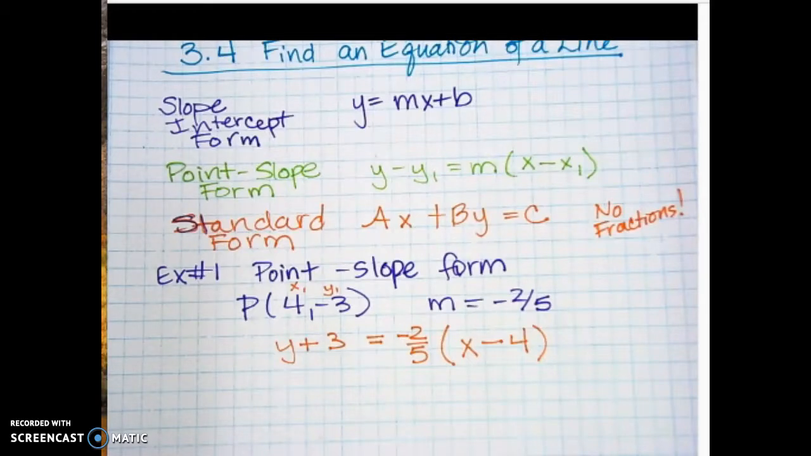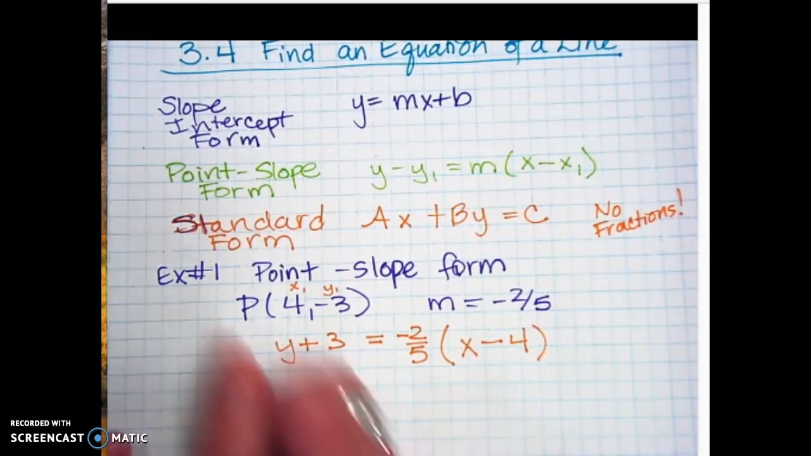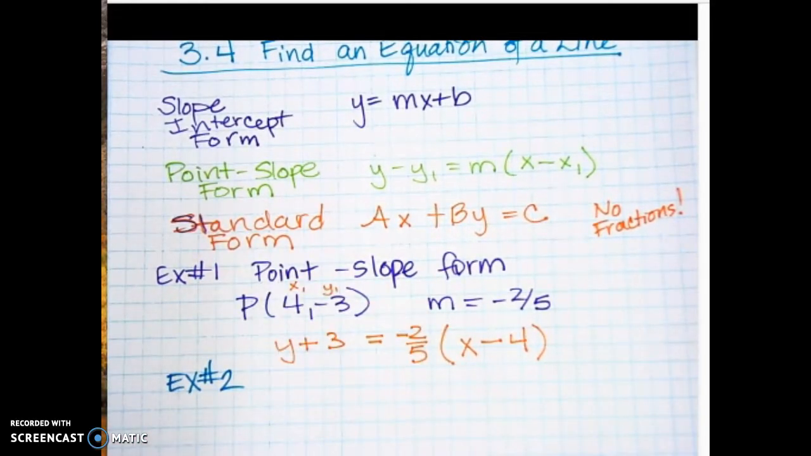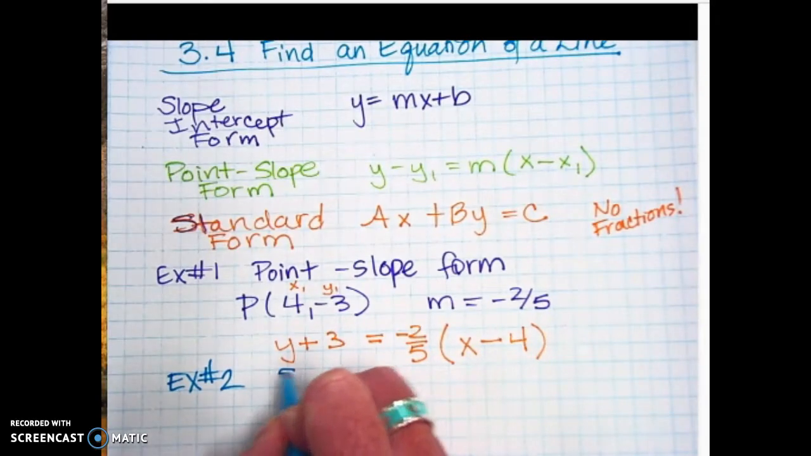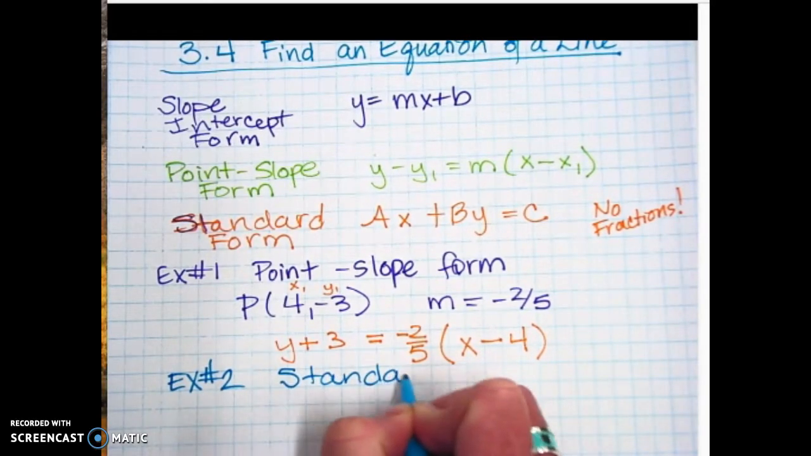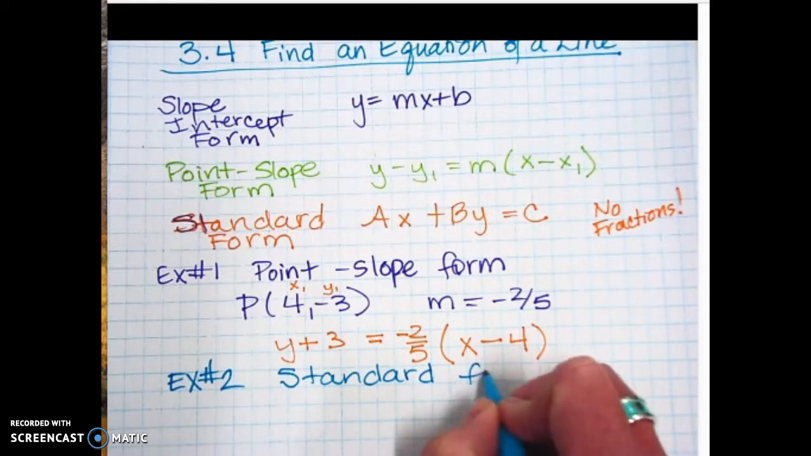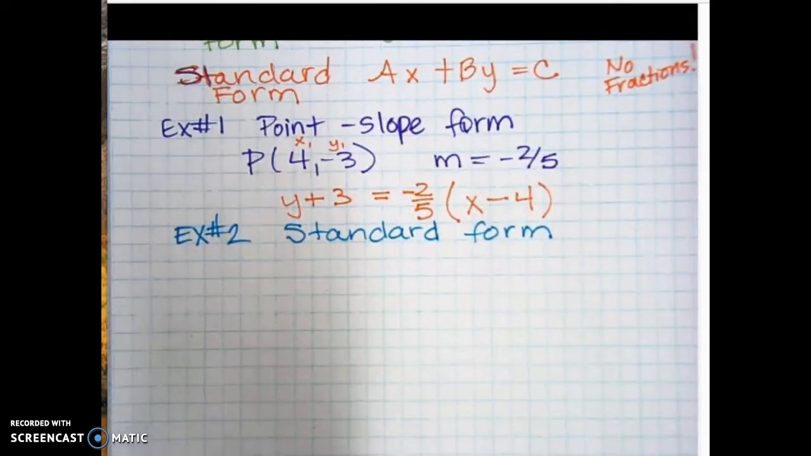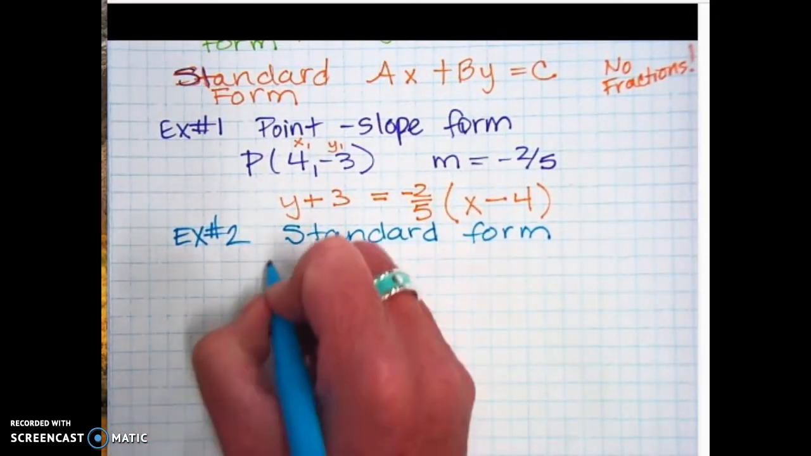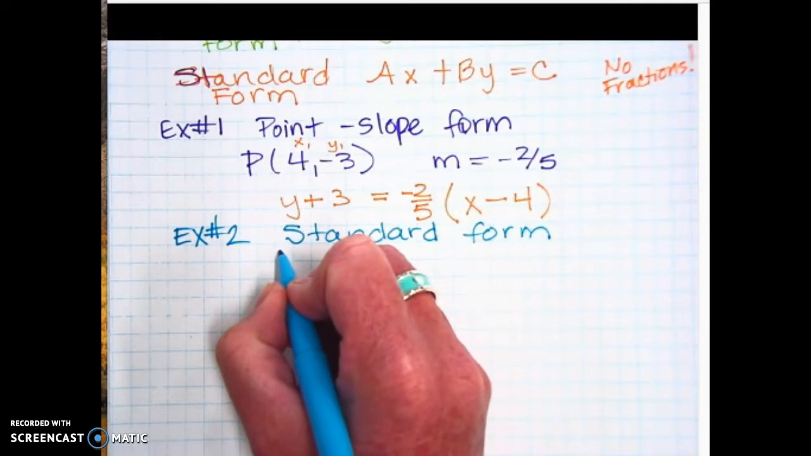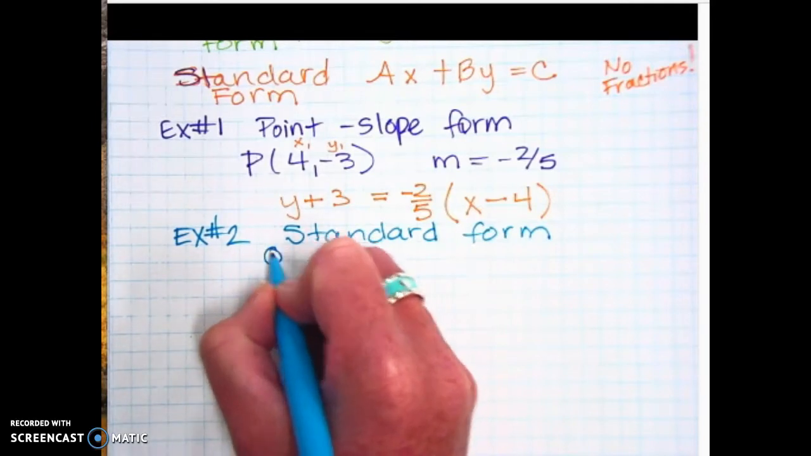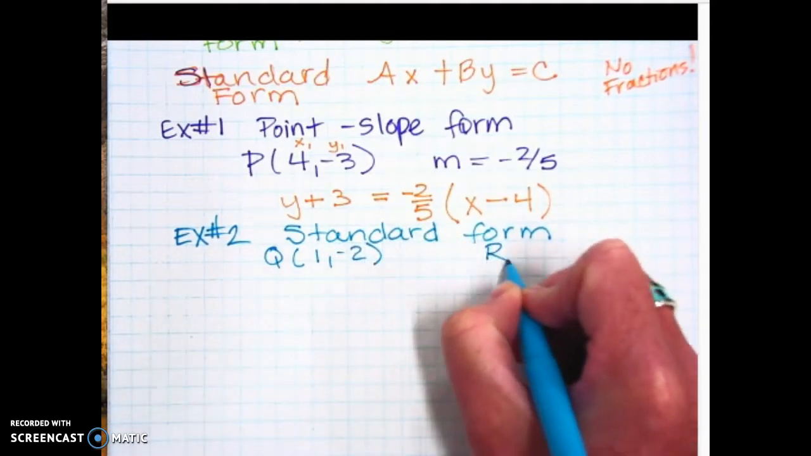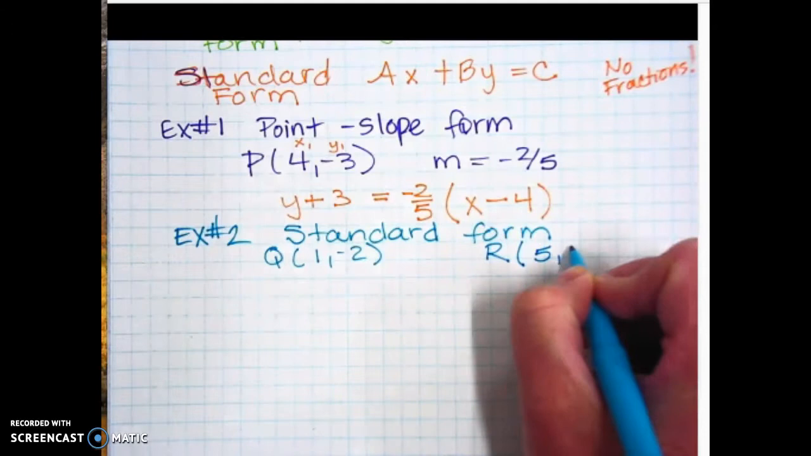All right. Example number 2 gets a little bit harder, but not much. This time, I want you to finish in standard form. But that doesn't mean you're necessarily going to start in standard form. You're going to use what you're given. Here's what you're going to be given: 2 points. We'll call this point Q, at (1, -2), and point R at (5, 1).